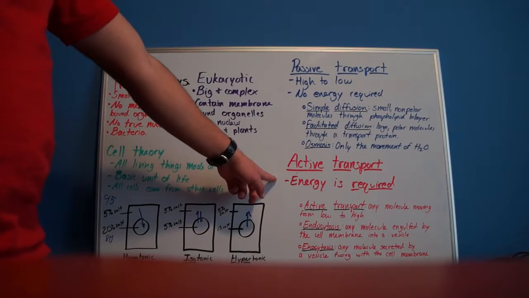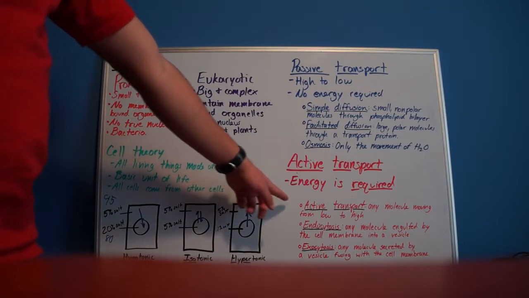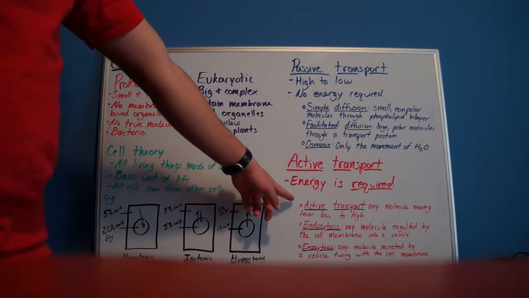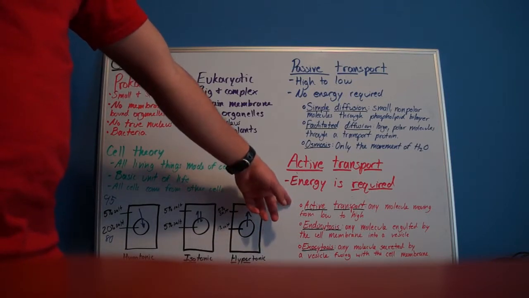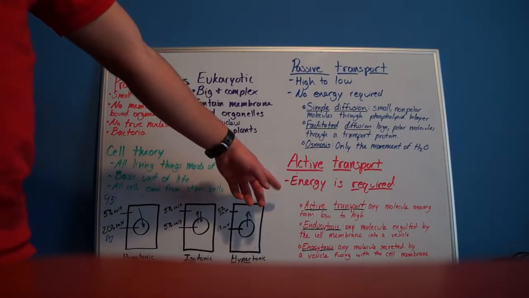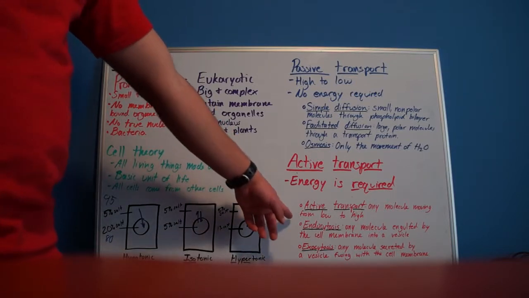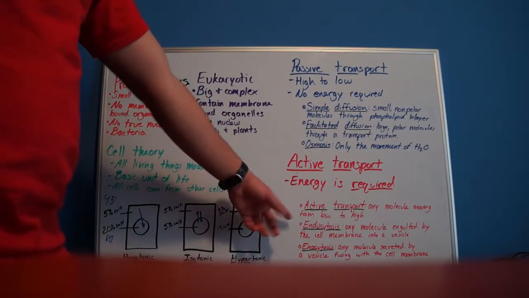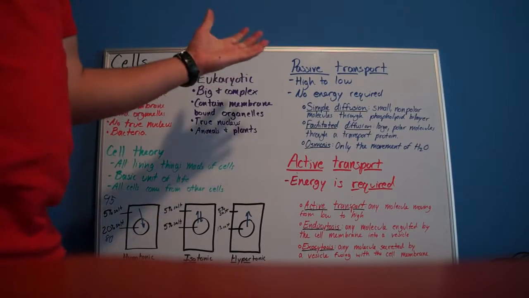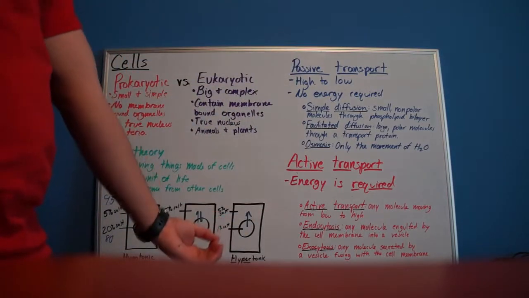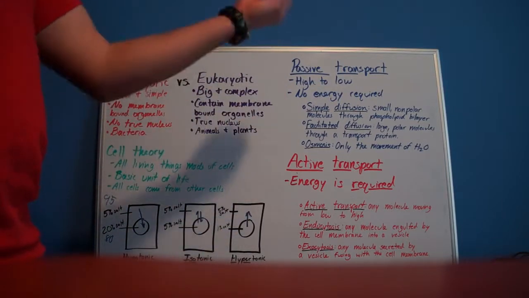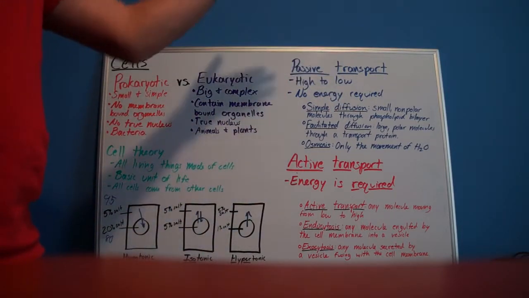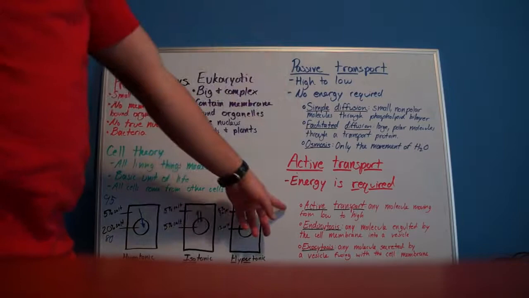Active transport, they all require energy. Active transport, the actual act of it, so remember it's a category and a type. So active transport is any molecule moving from low to high. Endocytosis is any molecule that gets engulfed by the cell membrane and into a vesicle, so it goes inside. Exocytosis is the exact opposite. Something is secreted by that vesicle fusing with the membrane, kind of kicking it back out into wherever it's going to be.